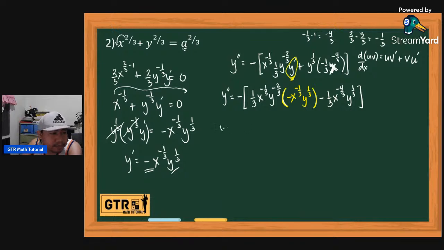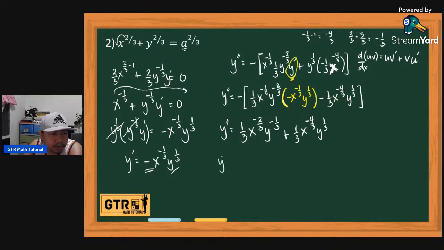Then let us simplify. y double prime is equal to, let's multiply the negatives. So they are both negative, negative times negative, and then we have negative here. So that will become positive. So positive 1/3, combine the x raised to negative 1/3, x raised to negative 1/3. So that is equal to, just add, x raised to negative 2/3. And then for y, we have y raised to negative 2/3 plus 1/3. So that is negative 1/3. Okay, for this, so we have plus, since negative times negative is positive. So we have 1/3, just copy, x raised to negative 4 over 3 y raised to 1/3.